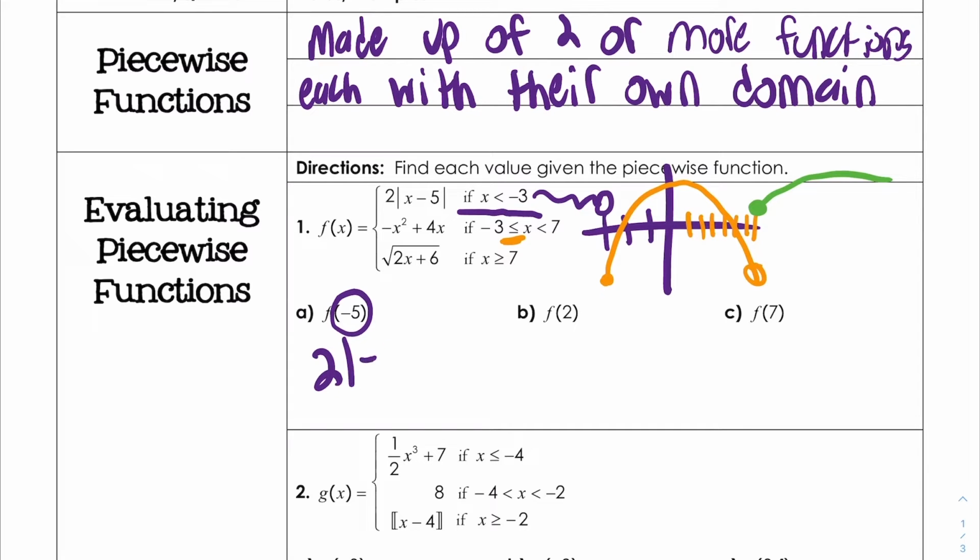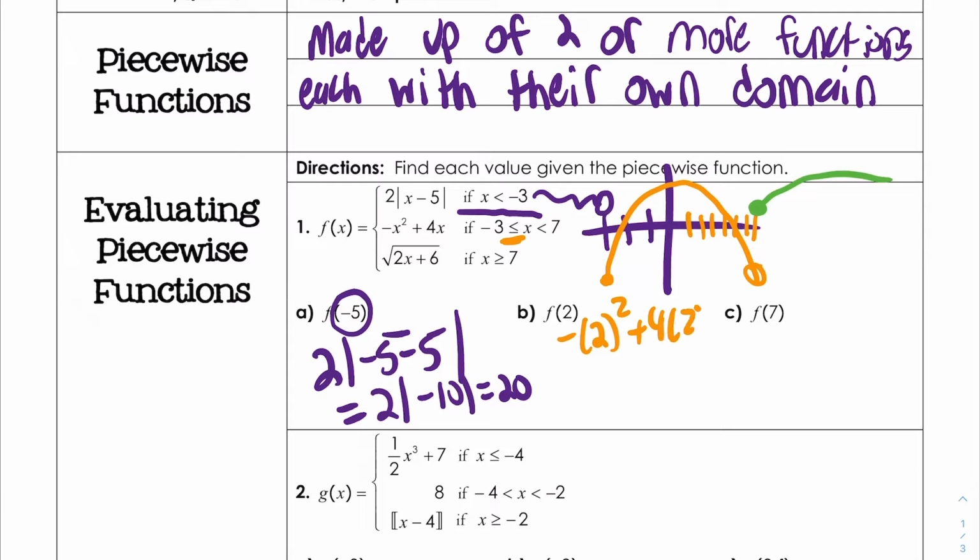2 absolute value, negative 5 minus 5. Close the absolute value. 2 absolute value, negative 10, which would make just 2 times 10 to be 20. So I'm going to switch to orange because we're going to use the quadratic function. When you plug in a number into a quadratic, you always put in parentheses around the number you're plugging in. So we put the negative sign first, then the 2 in parentheses squared plus 4 times 2. You square the 2 first to get a 4, but don't forget about the negative sign in front of it, then add 8. Negative 4 plus 8 is 4.